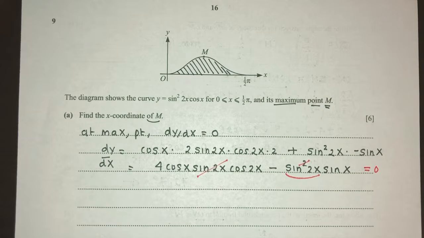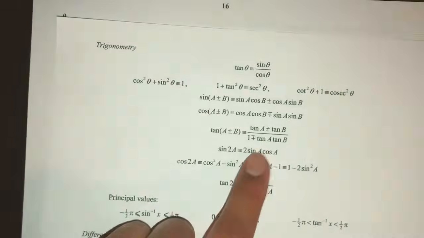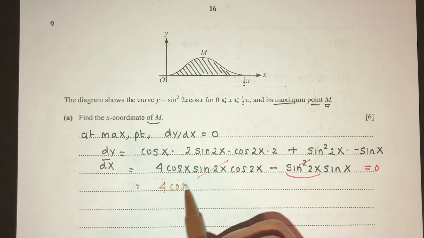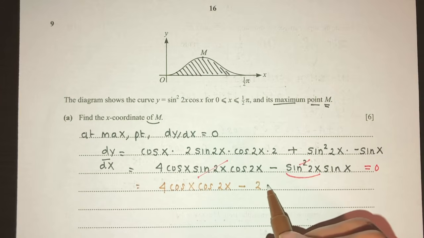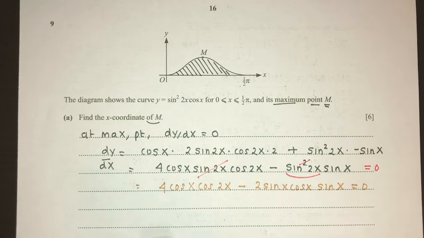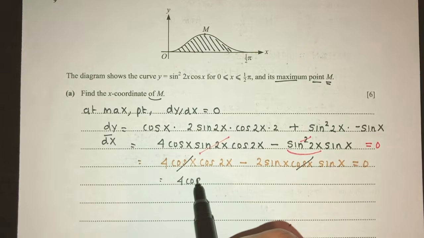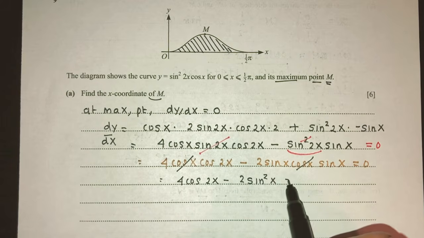Then we can replace the value of this one, right? If you observe back on your list of formulas, you will see that sine of 2x is equal to something, this one, sine of 2a is 2 sine a times cos a. So that will be 4 cos x cos 2x minus 2 sine x cos x sine x equal to 0. Now we can divide by cos x. This will go away, and you will have 4 cos 2x minus 2 sine square x equal to 0.